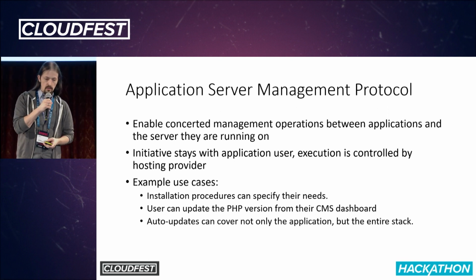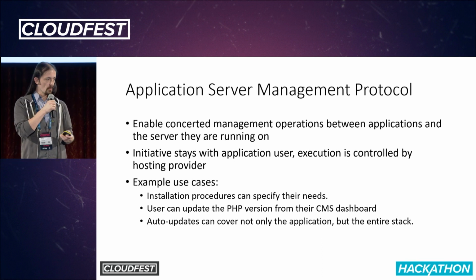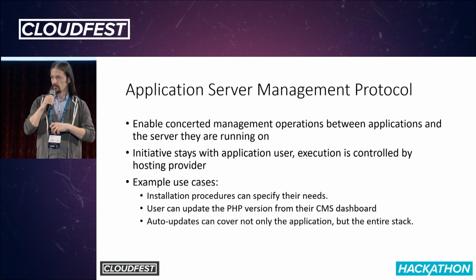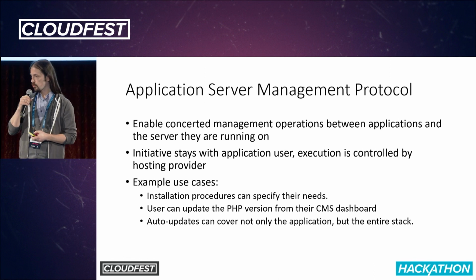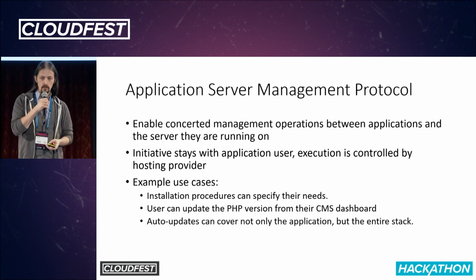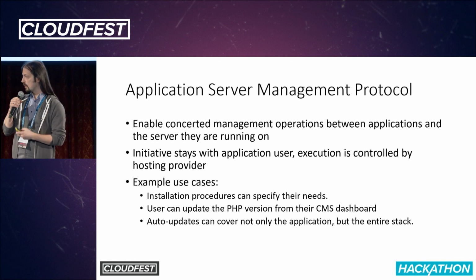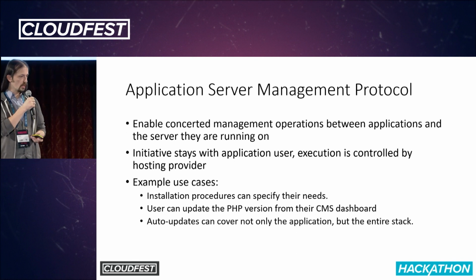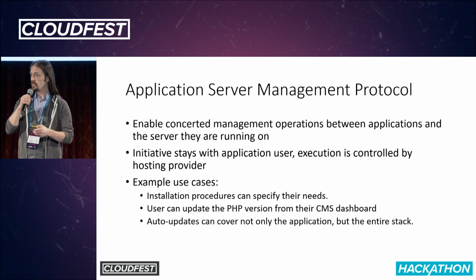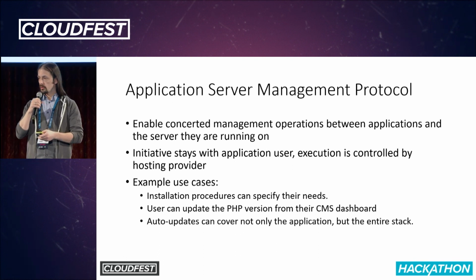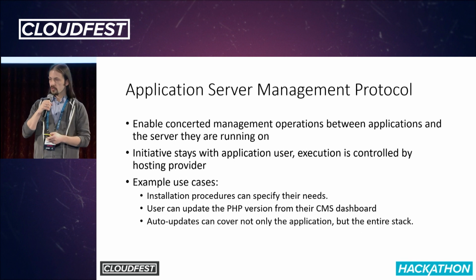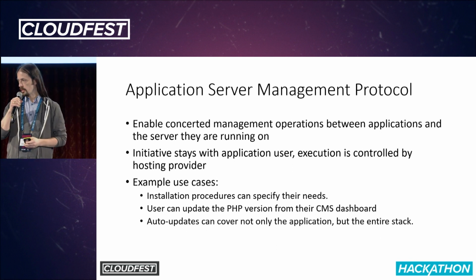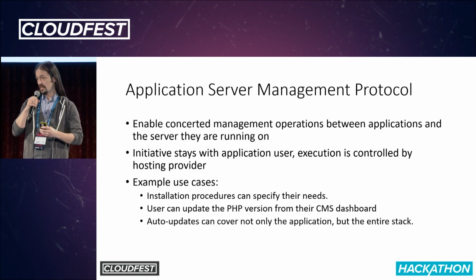Some example use cases are when you install something like WordPress or Joomla and it has some specific requirements, it can already have a small chat with the server it needs to run on to make sure that all the requirements are met. So this allows the server to already make the necessary changes automatically. We can provide functionality like allowing the user to just update their PHP version, and this would, for example, let us integrate into the WordPress auto-update mechanism, which currently covers the core, the plugins, and the themes, and allow us to extend this to cover the entire server stack.